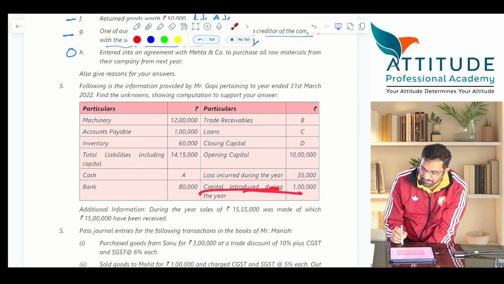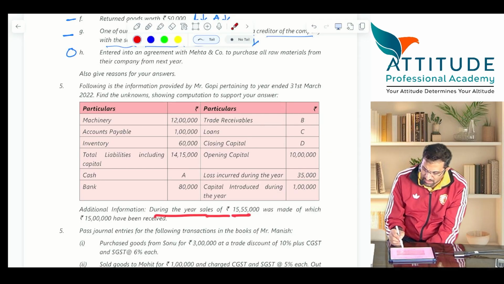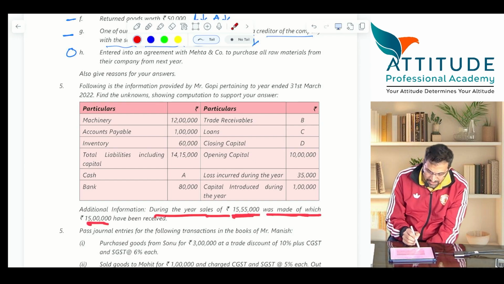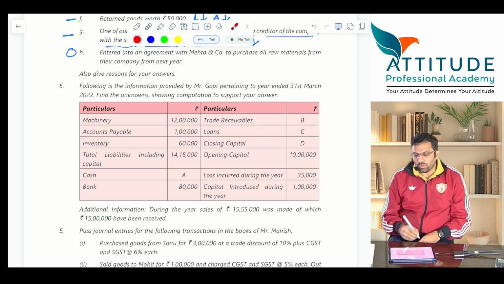Means additional capital. Now additional information during the year, sales of rupees 15,55,000 was made, of which 15 lakhs has been received. Now what will you do with this?